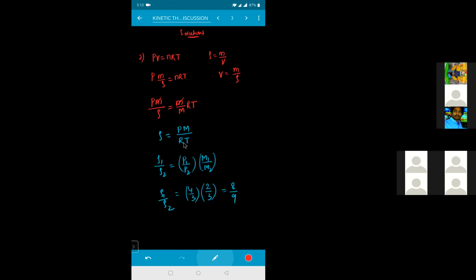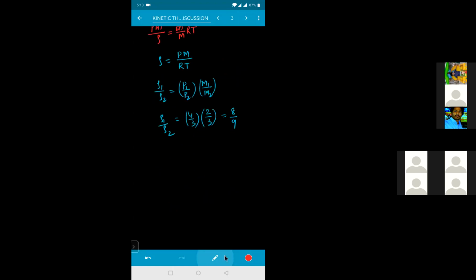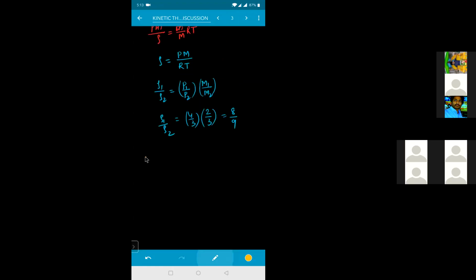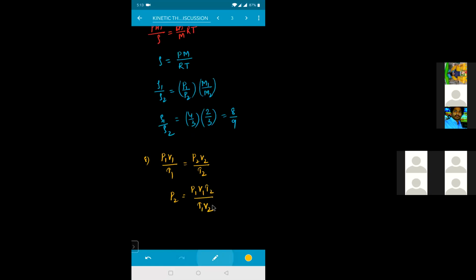So this is something like P1 V1 by T1 is equal to P2 V2 by T2. Very good. If I use the relation PV is equal to nRT, P1 V1 divided by T1 must be equal to P2 V2 divided by T2. We need to calculate the value of P2. So P2 will become P1 V1 into T2 divided by T1 into V2.